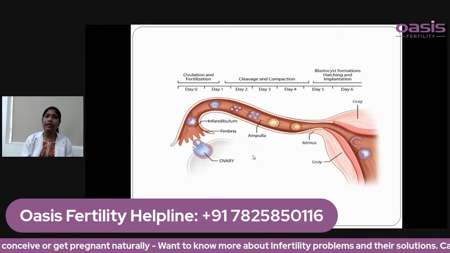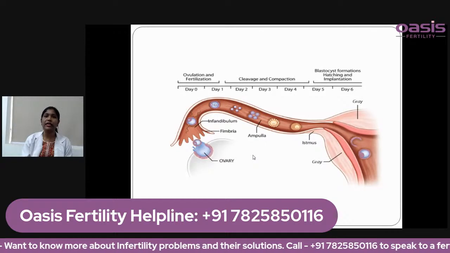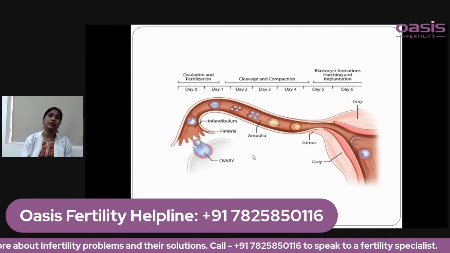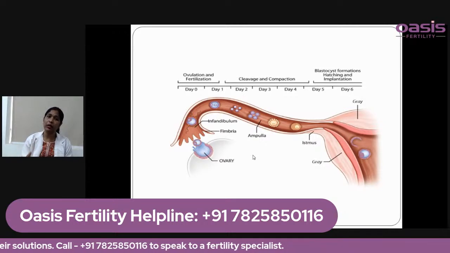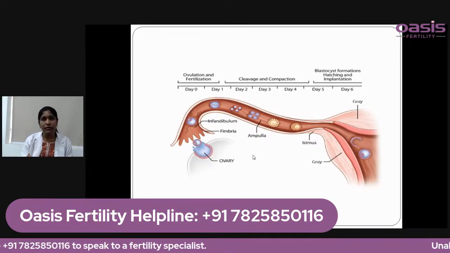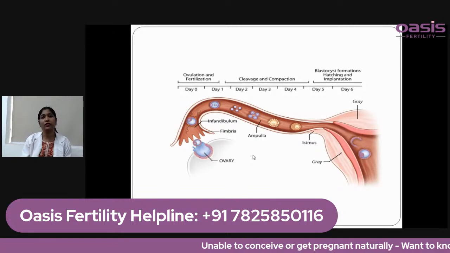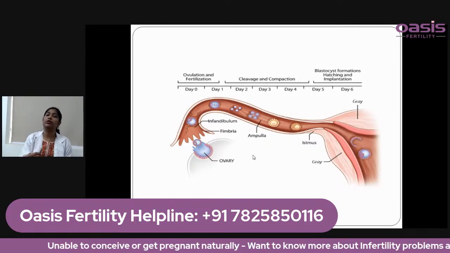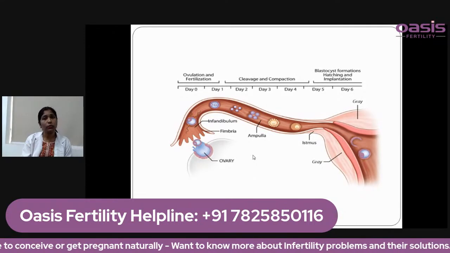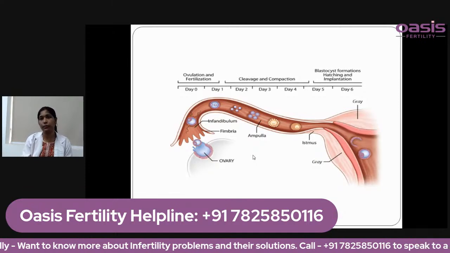So let us now understand the function of the fallopian tube. Every month when an ovary releases the egg, in the process called ovulation, the egg enters inside the fallopian tube. This happens because the fimbriae, or the finger-like projections of the fallopian tube, capture the egg within the fallopian tube. Once it enters, it goes into the portion which I explained is the ampulla, the widest part of the fallopian tube.